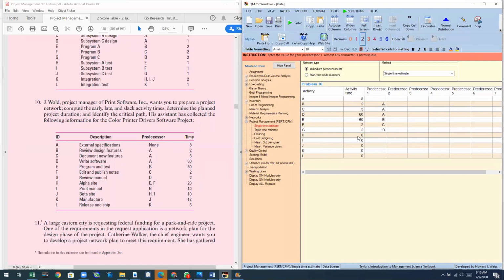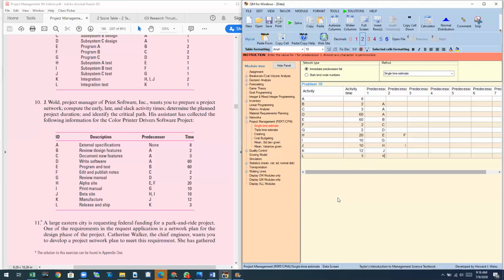H, time is 20, predecessors are E and F, so we have E and we have F. I, time is 10, predecessor is G. J, time is 10, predecessors are H and I. K, time is 12, predecessor is J, and L, time is 3, predecessor is K.